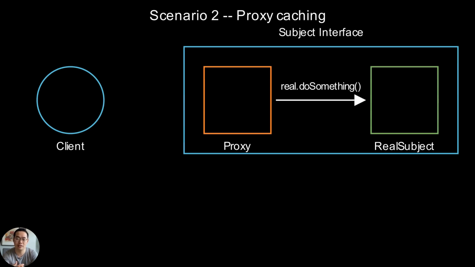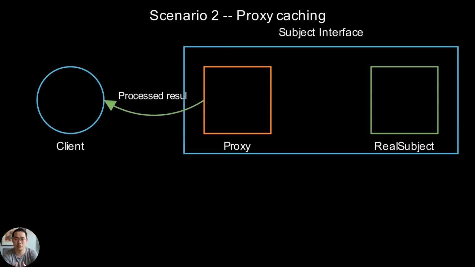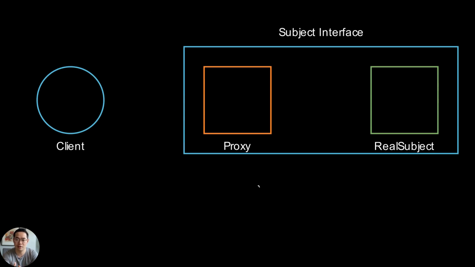It's a cache miss. Therefore, the proxy must forward the request to the real subject, which might be a slow or resource-intensive operation. The real subject processes the request and returns the raw result. Now, before returning the result to the client, the smart proxy saves it in its cache for future use. The client then receives the final result, completely unaware of the caching logic that just occurred.